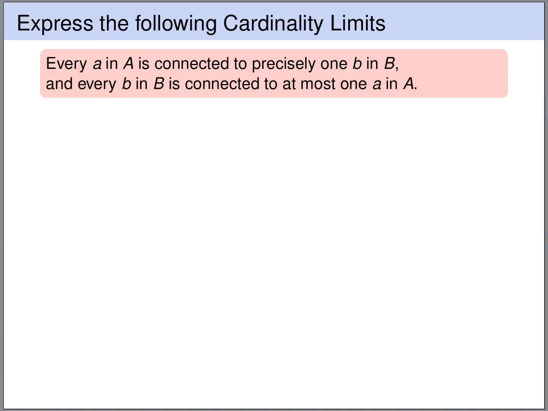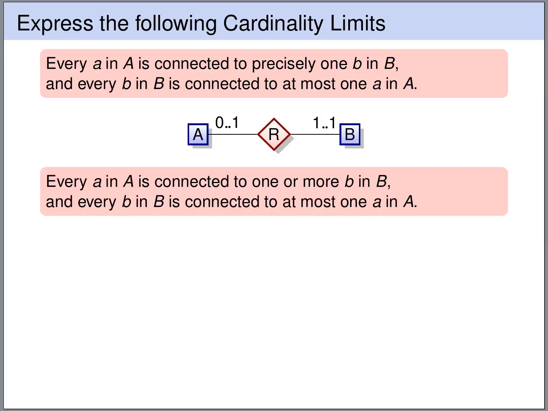Let's practice a bit with cardinality limits. First, we want to express that every A is connected to precisely one B. That means we have to annotate the B side with 1..1. And we want to express that every B is connected to at most one A. So we annotate the A side with 0..1.